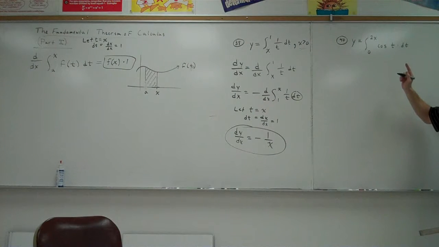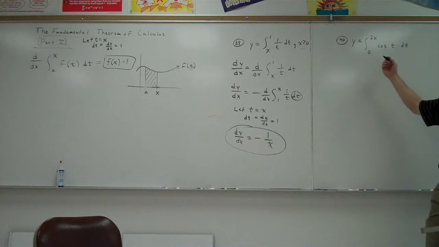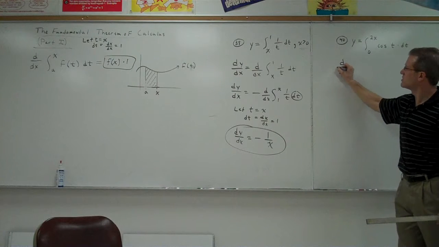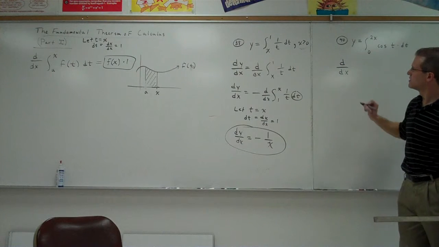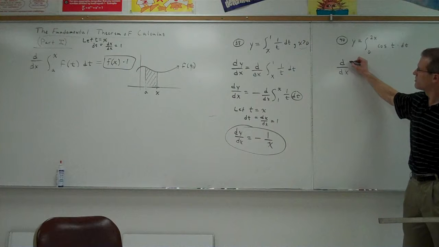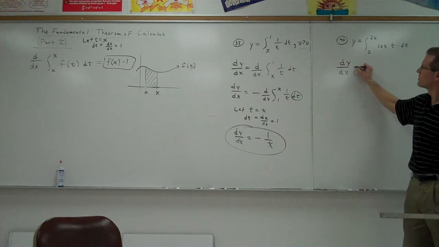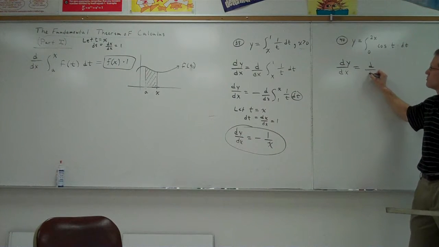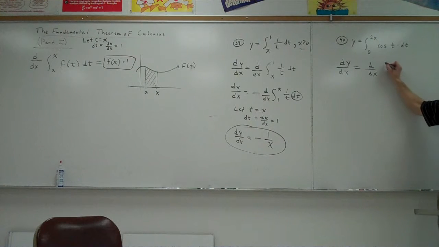Is our starting line a constant? Is the lower bound, the left boundary, a constant? Yes, it is. It's 0. So we can go ahead and start this problem right away. The derivative of y, so this is my symbol for derivative, d over dx. It's the derivative with respect to x. The derivative of y, so I'm going to have a y right there. On the right side, I make that same symbol, the derivative with respect to x, from 0 to 2x, cosine of t dt.